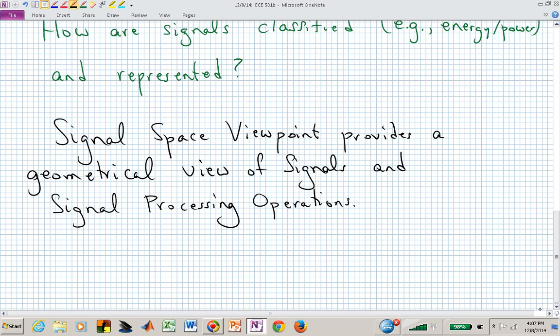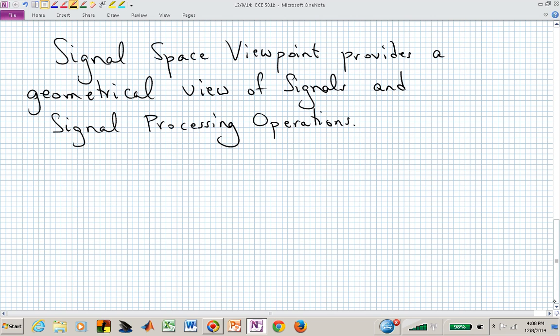Or what if we want to filter a signal? That's a signal processing operation. We may want a low-pass filter. We may want a high-pass filter. We may want to do something else with this signal. We may want to add them up. We may want to try to take an inner product. How do we treat those from a geometrical perspective?